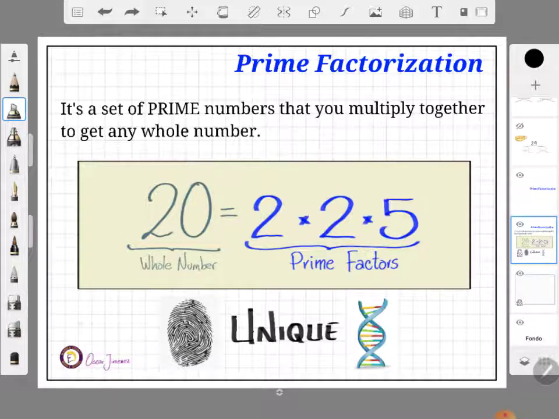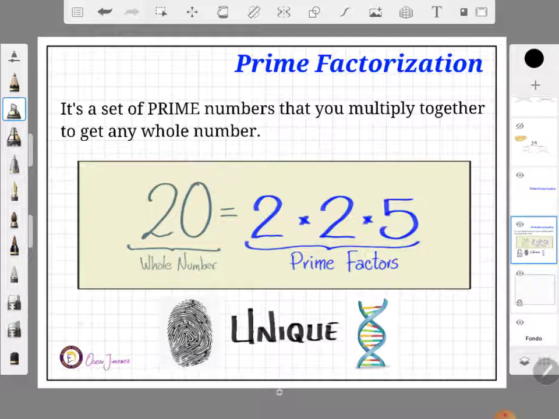So suppose you have a number like 20, this is a whole number. If you want to find the prime factorization for the number 20, you need to find the prime numbers that multiply together to give you the number 20. Now, 20 can be written as 2 times 2 times 5. So these three numbers, 2, 2, and 5, are prime numbers and also factors of 20, because if you multiply them all together, you will have 20. Let me show you. 2 times 2, that's just 4, and 4 times 5, that would be 20. So these numbers are prime factors.